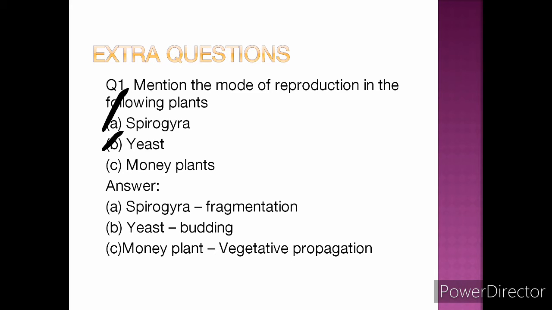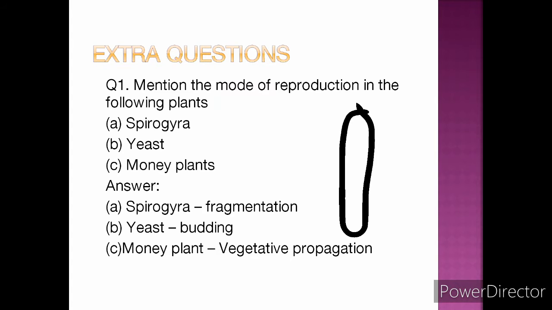The answers are as follows. Spirogyra is a plant that breaks itself into small fragments, so it undergoes the process of fragmentation. Now yeast, what does it do? It reproduces by the process of budding.